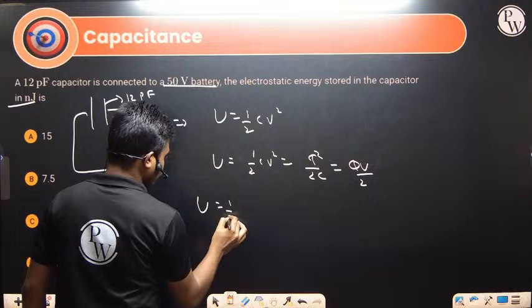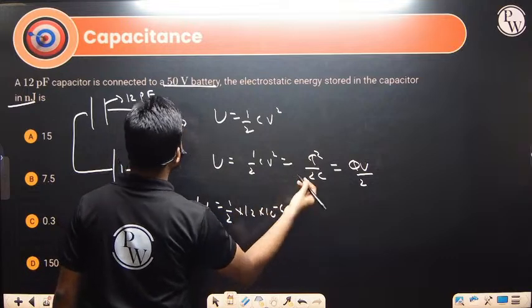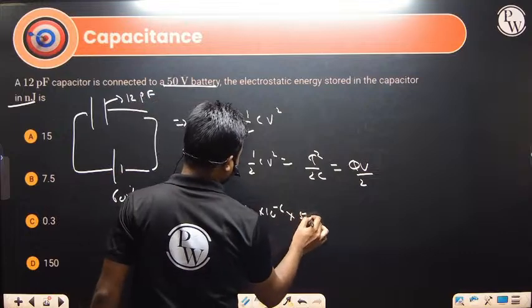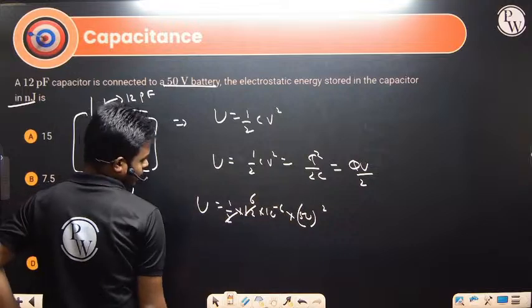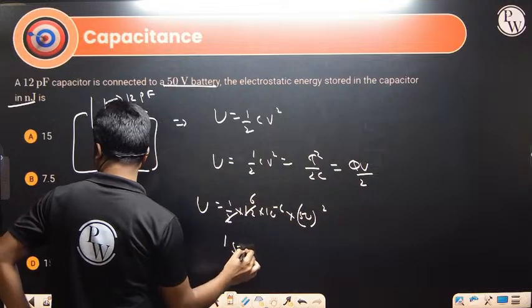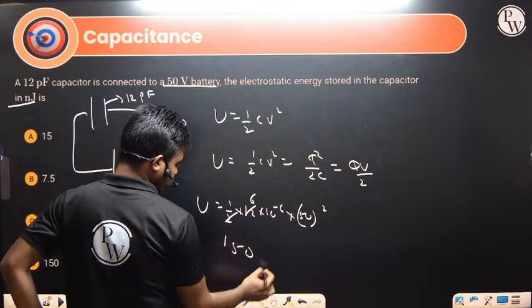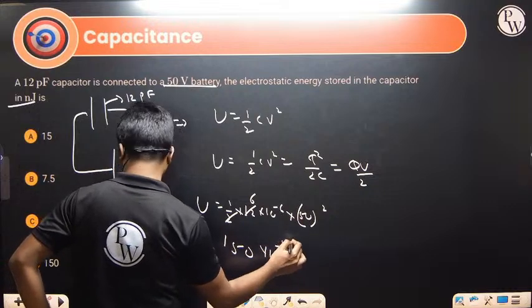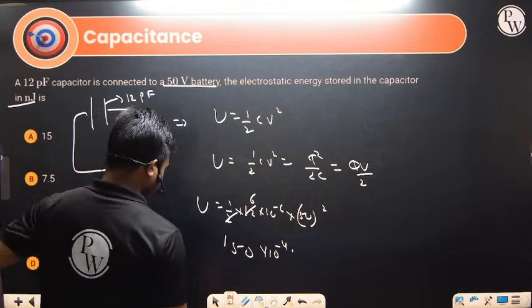So U is equal to half into 12 into 10 to the power minus 6 into what is potential difference? Potential difference is 50, into square. So we'll be getting this one is 6, 50 square, 25 into 6, 150 we are getting. So 150 into 10 to the power minus 4. In nanojoule they're asking, right?